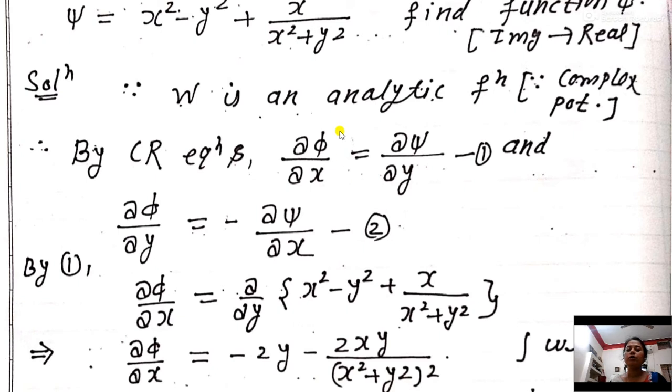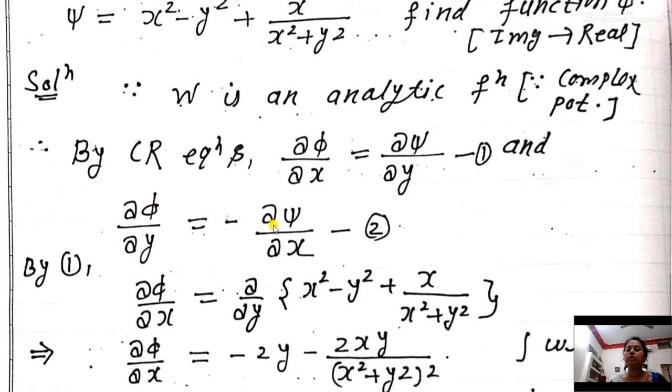So what is CR equation 1? That phi x is equal to psi y, or we can say that del phi by del x is equal to del psi by del y, which is CR equation number 1, and CR equation number 2 is del phi by del y is equal to minus del psi by del x.